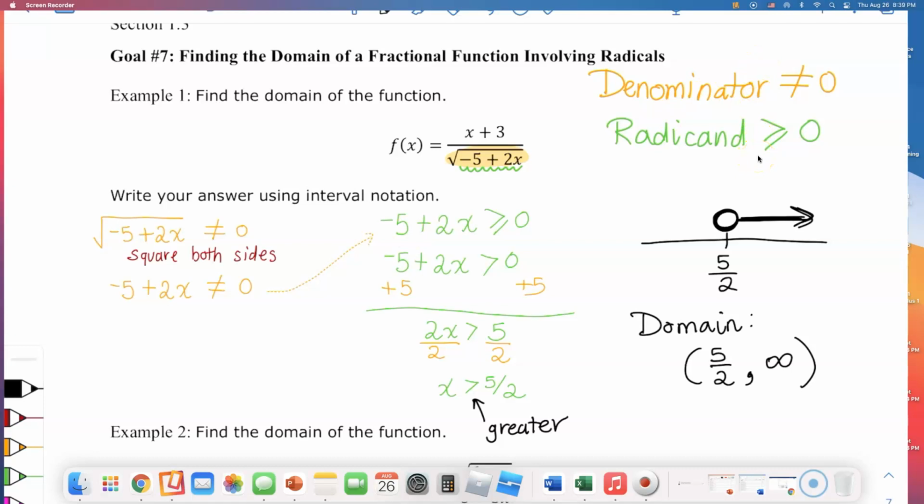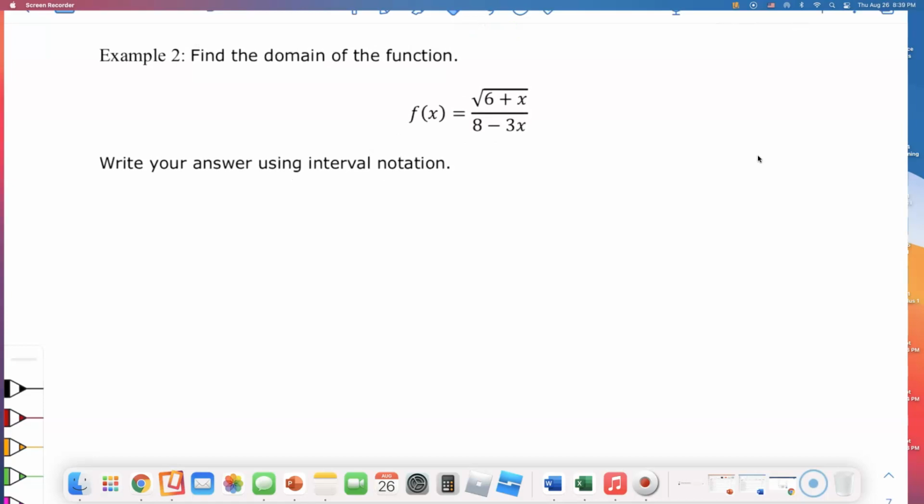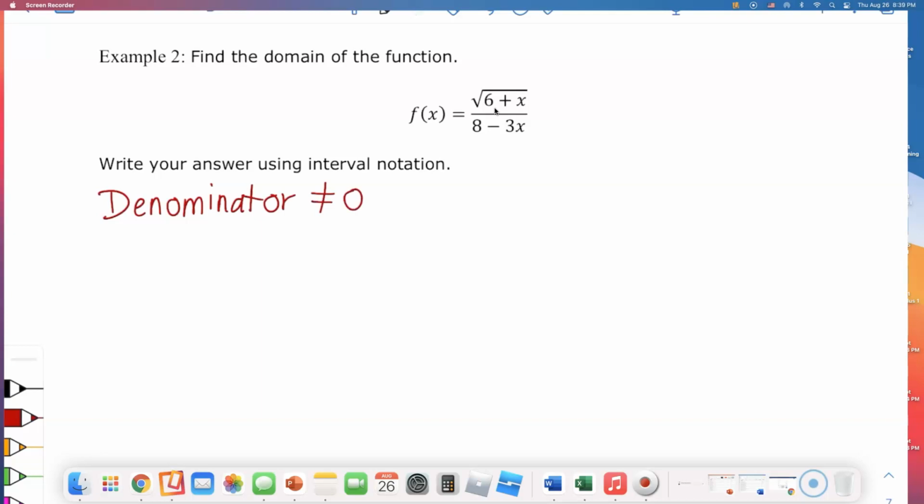Okay, so let me go down to number 2. And you know what? Example 2 is something that I always put on the first test. Domain of the function, and this is a fraction that has a square root. So let's go ahead and set up these conditions. First of all, I know that the denominator cannot be equal to 0.